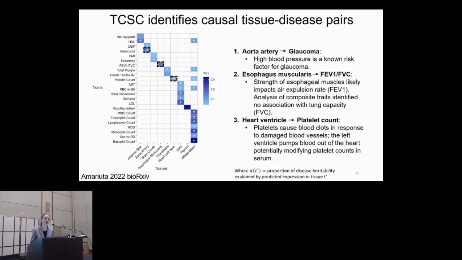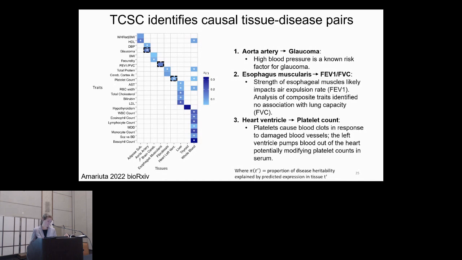Sure. That's a good question. And what was the trait again? The DBP. Yeah, diastolic blood pressure. Right. So we're only finding aorta artery, as you can see. As far as kidney, we don't have that in GTEx. We do have the two different heart tissues, the heart atrial appendage and the left ventricle.